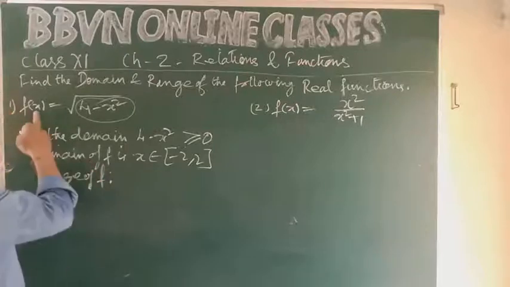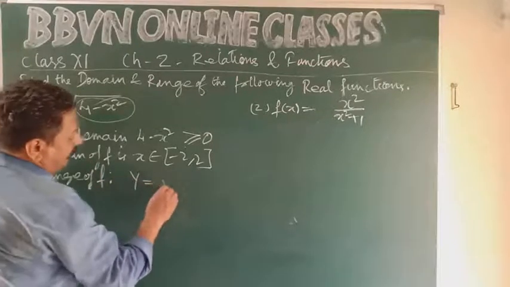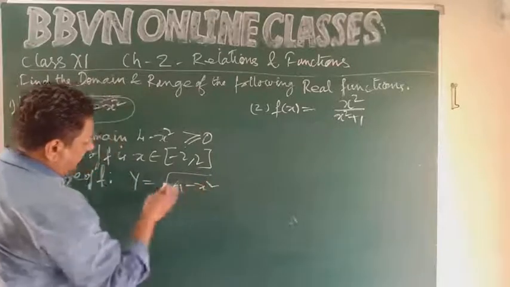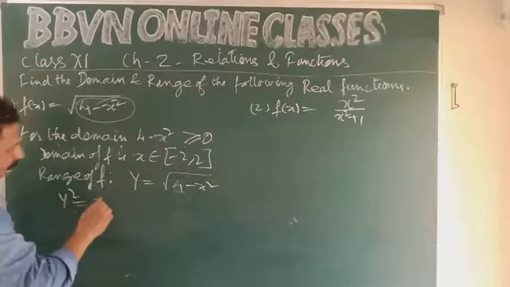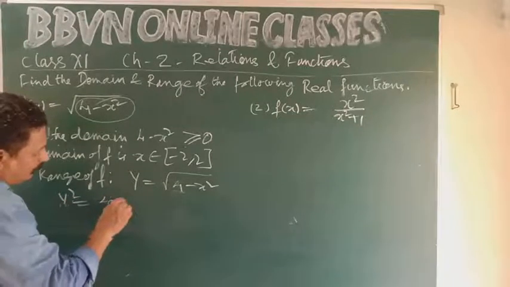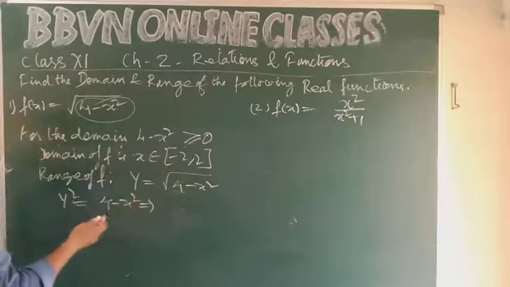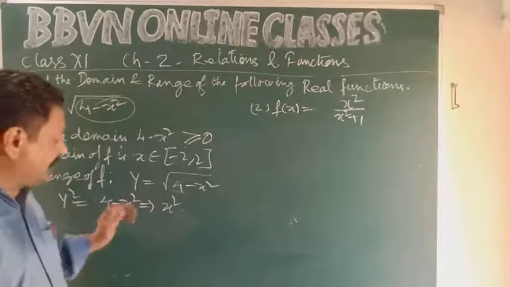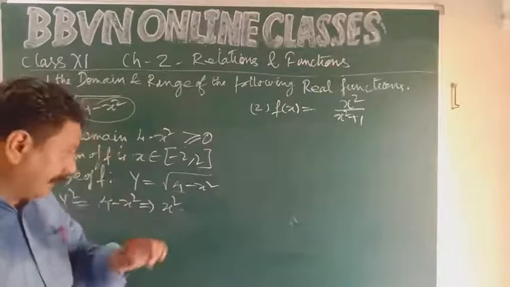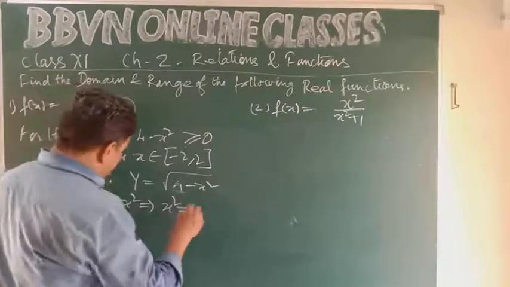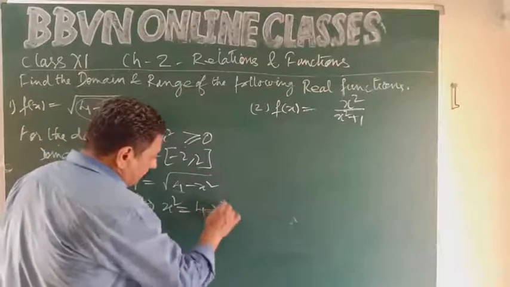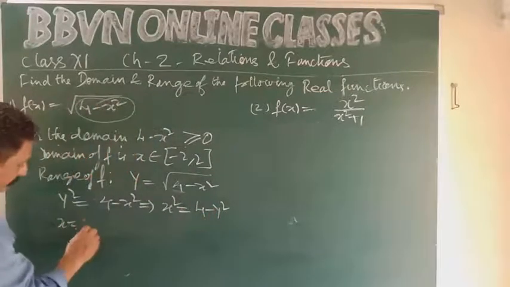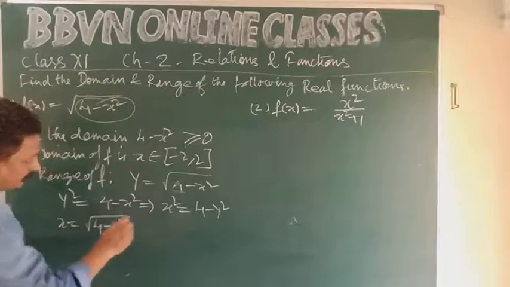Range of f. So f of x, let us consider it as y. Y equal to under root 4 minus x square. On squaring both sides, y square equal to 4 minus x square. This implies, now the function is y in terms of x. Let us express x in terms of y. So x square equal to 4 minus y square. Now what is x? X equal to under root 4 minus y square.